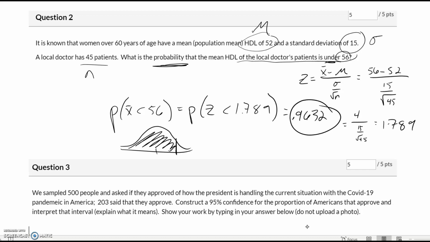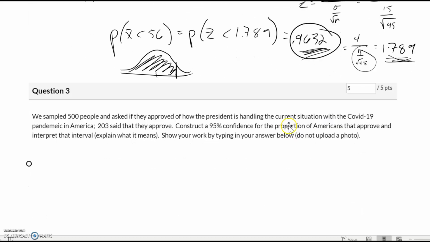I'm not too picky about rounding. If you did some rounding here, this number might be a little different, and you might end up with a slightly different number there. But it shouldn't be off by like 2 percentage points or anything like that. 1 at the most, but really not off by more than 1%. Okay, moving along.